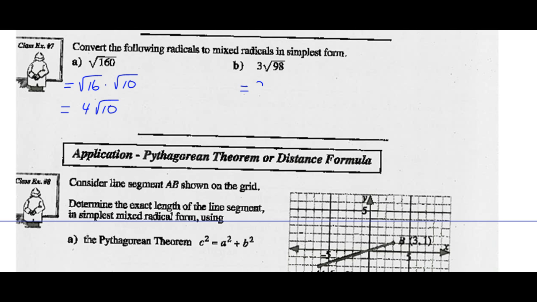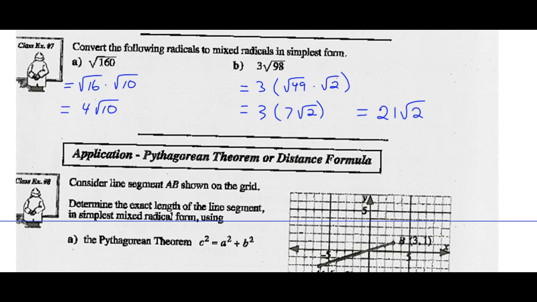Now I've already got the 3 out front, so I'm just going to work with radical 98. And the highest factor of 98, that's a perfect square, is 49. So I'd write this as radical 49 times radical 2. So the square root of 49 is 7. There is no square root of 2. So I've got 3 times 7 radical 2. Well, 3 times 7 is 21. So that's 21 radical 2.